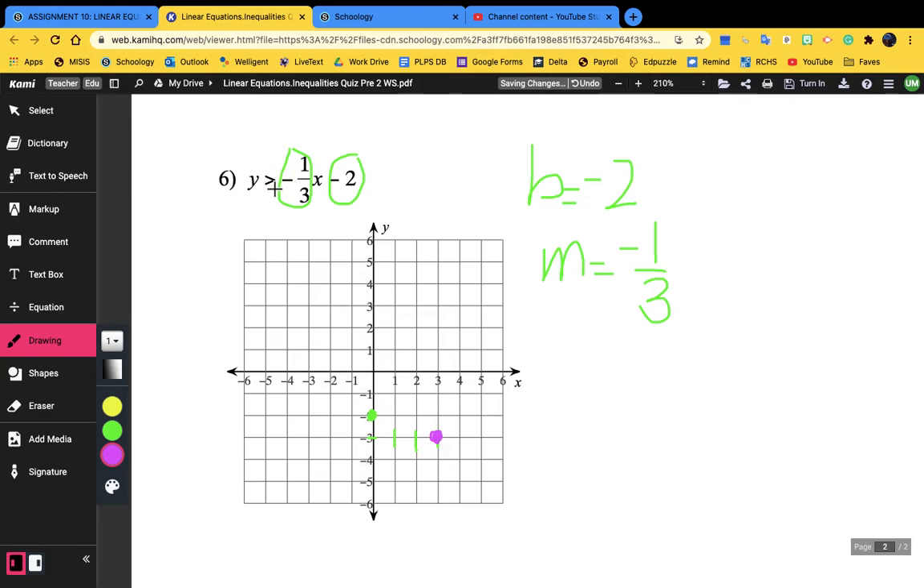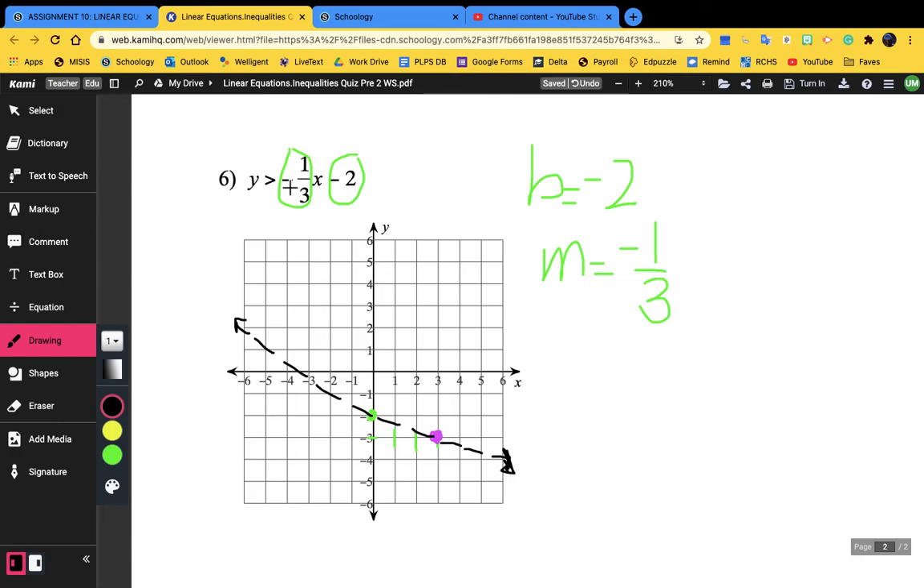Now I got to identify whether there's going to be a broken or a solid line. There is no line under. So that means that this is going to be broken. So I'm going to go like this, going through both points. Broken line, arrow, broken, arrow, right? Again, it's not perfect.